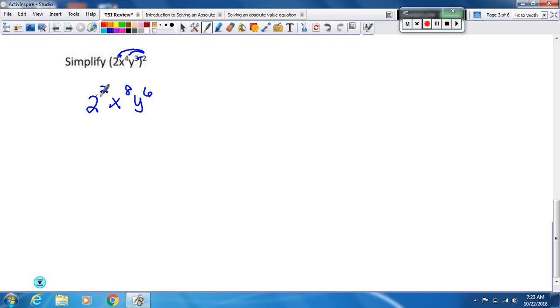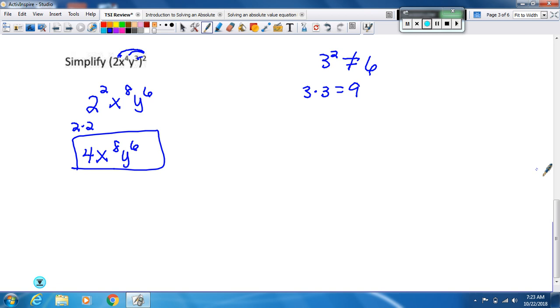Now you have to figure out what 2 to the second power is. That's the same as 2 times 2, because it's saying that you have 2 of the 2's. So 2 times 2 is 4, x to the 8th, y to the 6th. Please do not just take this 2 times the exponent. Don't say 2 times 2, because if you have 3 squared, that does not equal 6. You don't just multiply those together. It means 2 of the 3's, so that means you get 9. So this is the answer to this one over here.